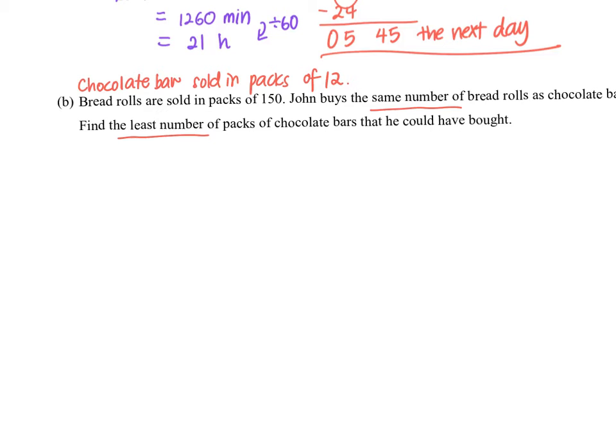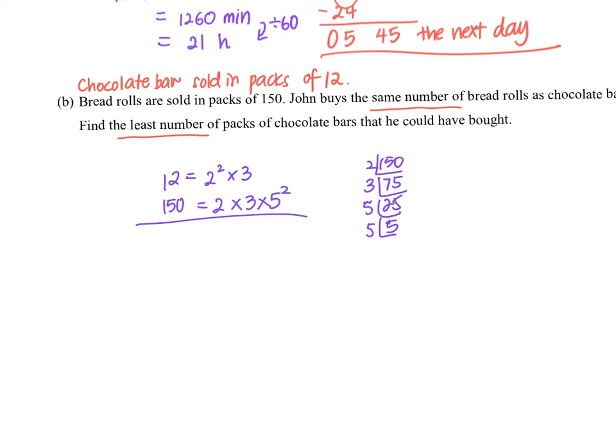12 is made up of 2 squared times 3, right? 150, I don't know, you count. 150 divided by 2, wow, so long. 75 divided by 3, sure or not? 25, yeah. So 150 is 2 times 3 times 5 squared. So we're going to find the LCM.